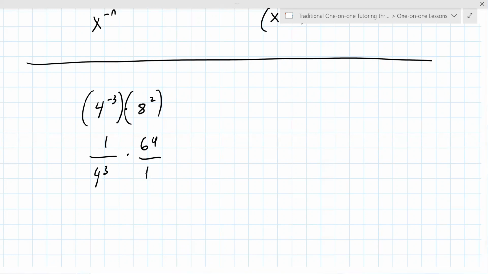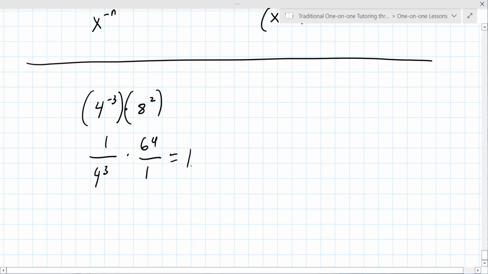Yeah, you could turn it... you could put 4 to the third in. Yeah, what is 4 to the third? 64, so it'd be 1 over 64. Yes, multiply across each other.